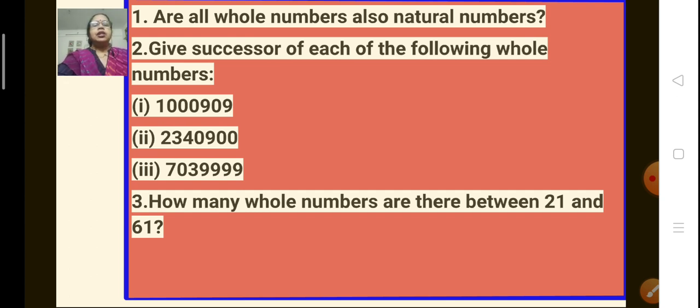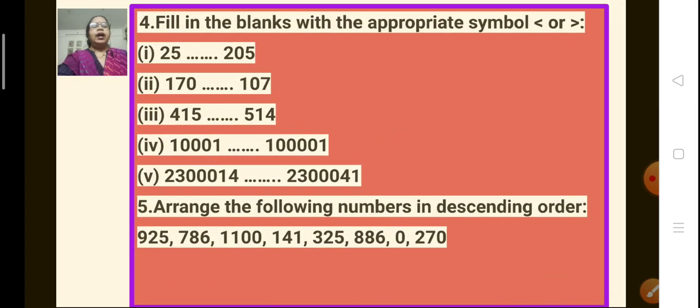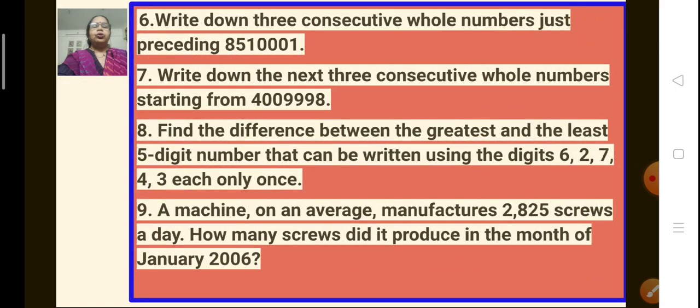Here are some problems which you can practice. After the session is over, you can take a notebook and pen and practice these problems as well as more problems from your textbook. This will enable you to write the exam properly. All the best, children. Here we have many problems. Question 1: what are all whole numbers, also natural numbers? We have discussed all these problems. So read these problems, lots of problems are given here, and you can solve them in your notebook.